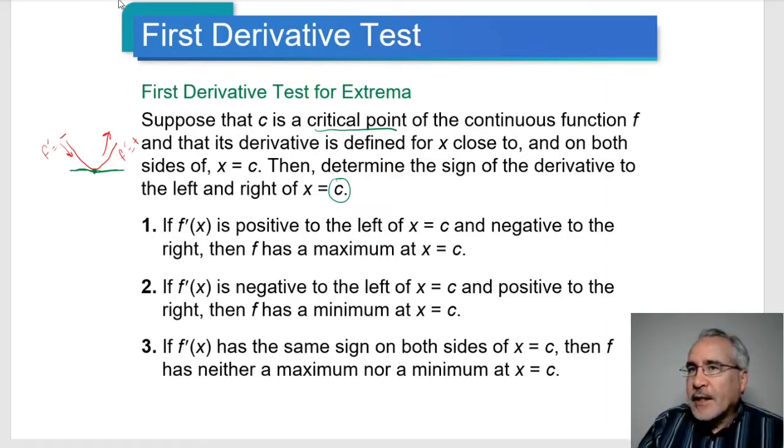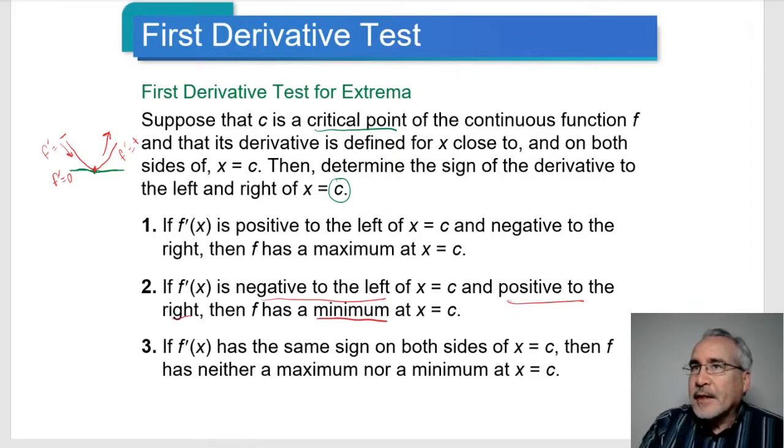So you find your critical point where the derivative equals zero, and then you check: if on the left it's negative and on the right it's positive, we know we've got a minimum. That's this one here. Negative to the left, positive to the right, then we've got a minimum.